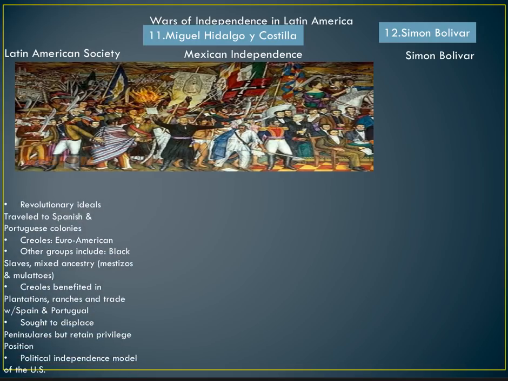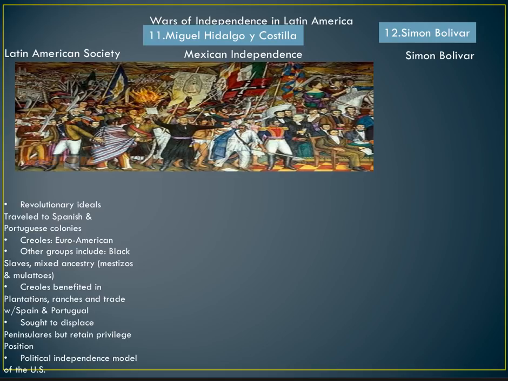And just very quickly, we're going to see revolutionary ideals travel to the Spanish and Portuguese colonies here in the Americas. We remember we have the Creoles, or the Criollos, who are the European Americans. And we also see other groups of black slaves and mixed ancestry like the mestizos and the mulattoes. Remember, it's the Creoles who are benefiting from these plantations in these colonies over here, and they're the ones getting the money with Spain and Portugal.